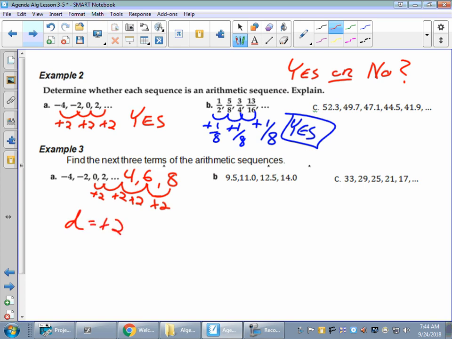Okay? In letter B here, you can kind of figure out that the common difference here looks like it is 1.5, and I'm using D, little d, for the common difference, and it's a +1.5. So when we go ahead and add the next few terms, we're going to get, because it's going up 1.5 each time.